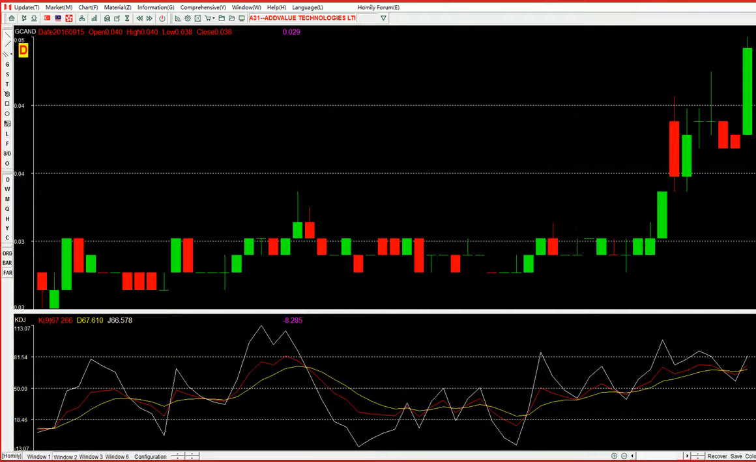Here, we also combine. Here too. If you see K, D and J are all below 15, once the J line upward crosses the K and D, this is the buy point for the short to medium term. Okay, so this is the first one.